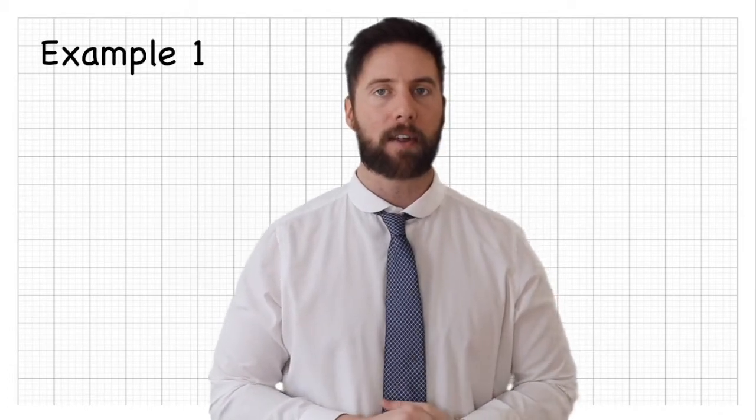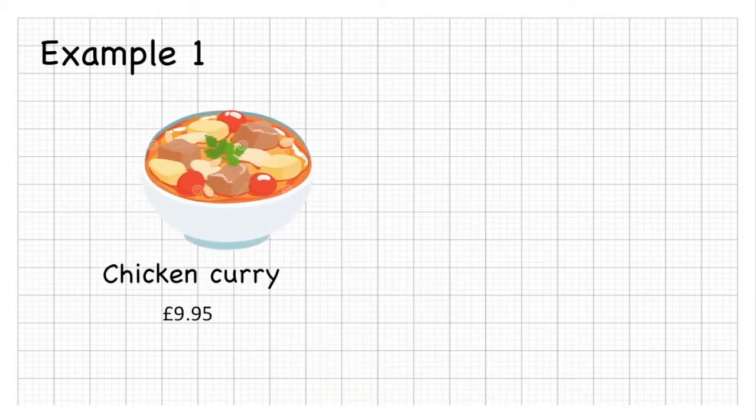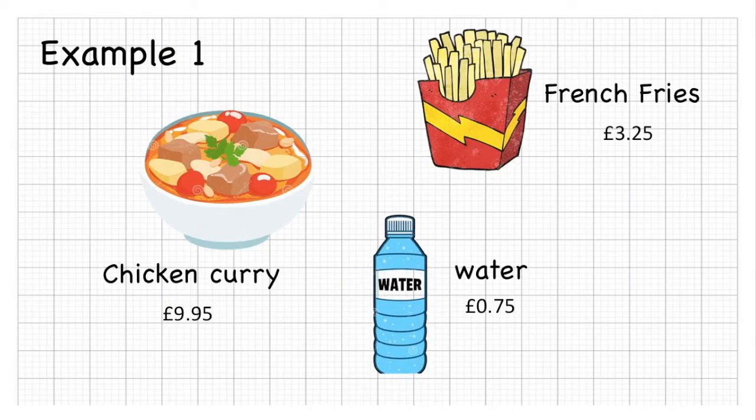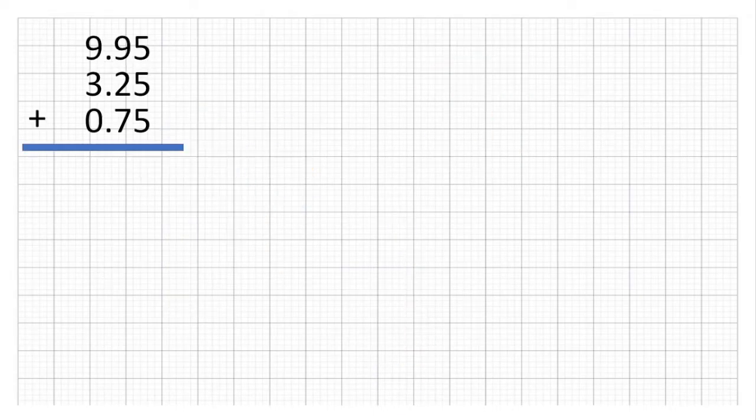Because I want you to find me lots of different things that I can buy for my £15, not just one set menu. For example, I could afford to buy a chicken curry at £9.95, some French fries at £3.25, and water at 75 pence.